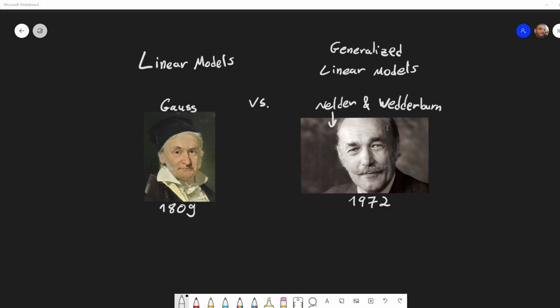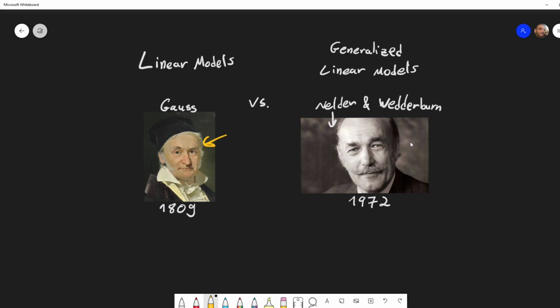What is the difference between regular linear models and generalized linear models? Well, linear models date back to the early 19th century or even the late 18th century. It mainly came to life thanks to this guy, Carl Friedrich Gauss. Now, what do we want?